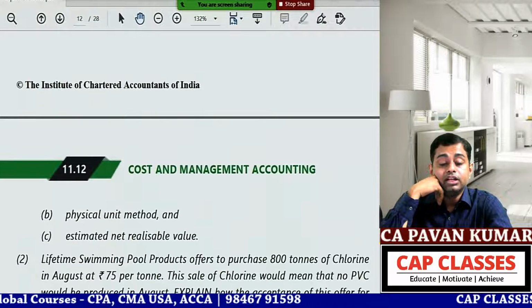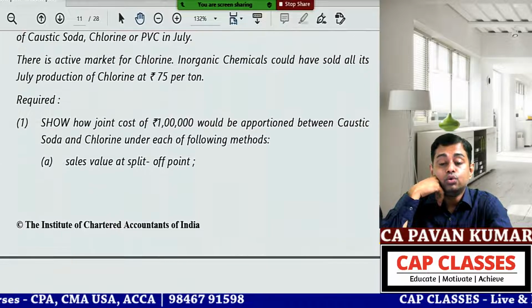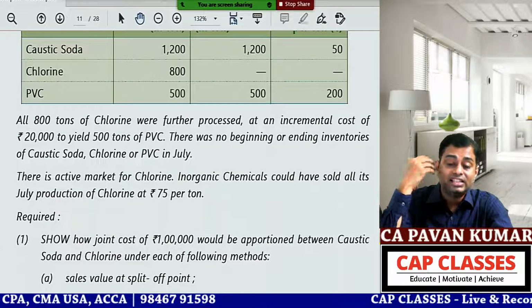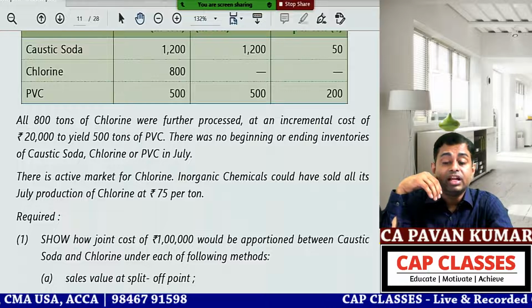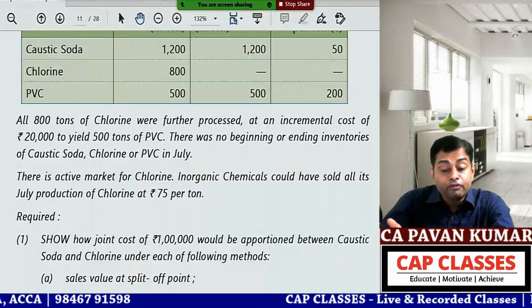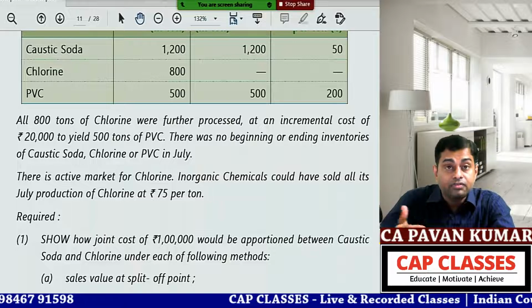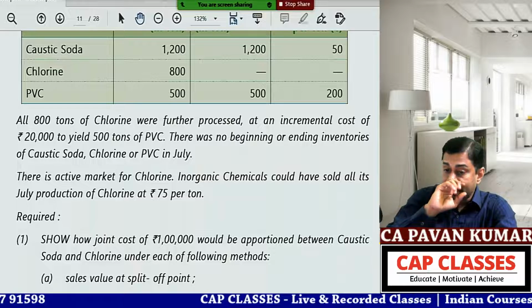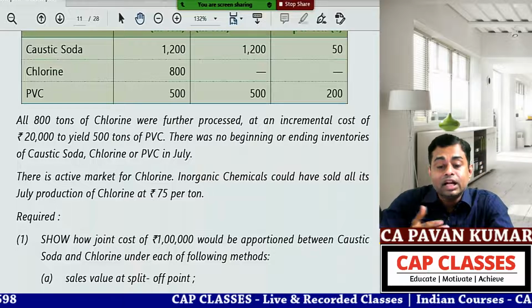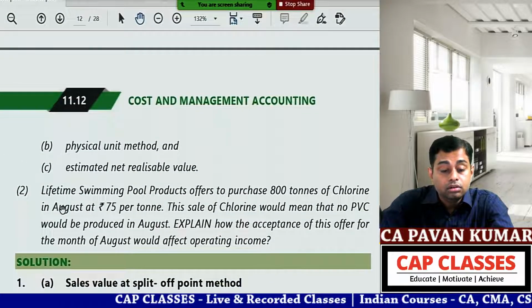Then what is the third method? Estimated net realizable value. So what will you do? You will take sales minus any further processing cost, you will subtract it. If there is any profit, you will subtract it. If there are any selling expenses given, you will subtract them. Then you will calculate net realizable value. On that basis, you will apportion. Correct?